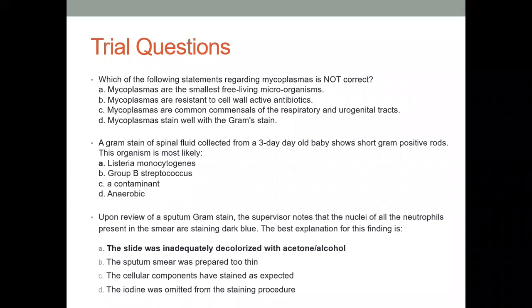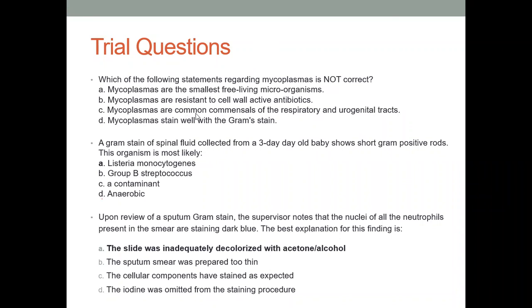So if they don't have cell walls, they will automatically be resistant to cell wall active antibiotics. And therefore, this question is correct. Here we are looking for which of the following is not correct. So A is correct, B is correct, so that cannot be the answer.